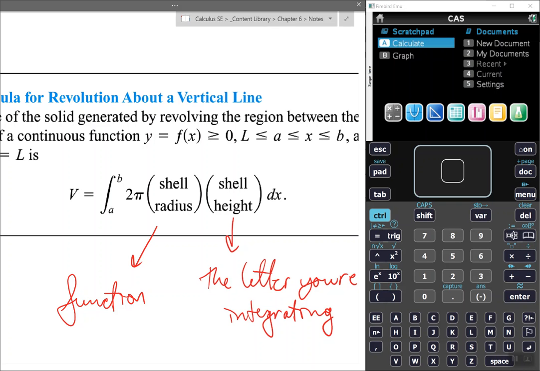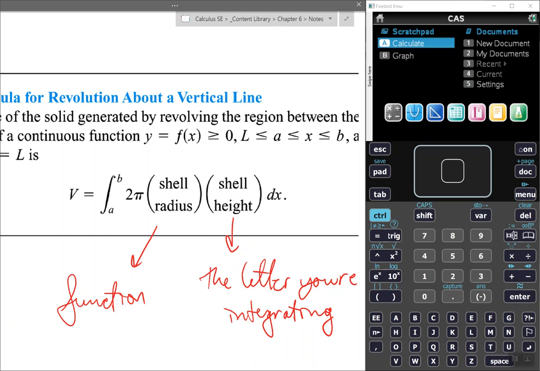For the shell radius is always going to be the function. So we're using this method because we have the function that's in the different letter than what we're rotating it on. So we always want to use exactly that function. We don't want to change anything about it. So the shell radius is always the function.